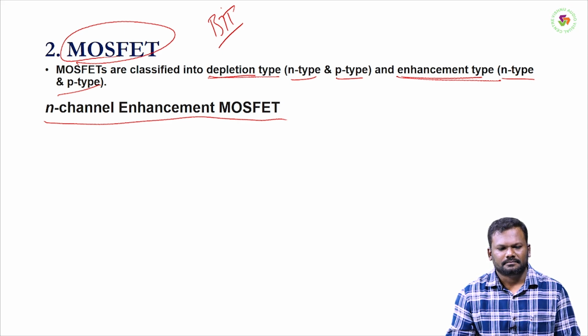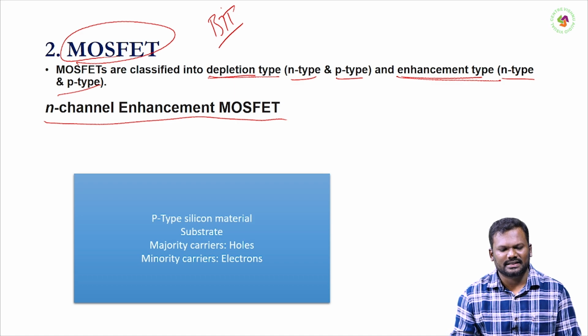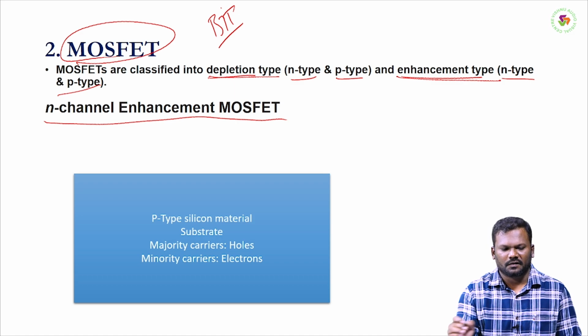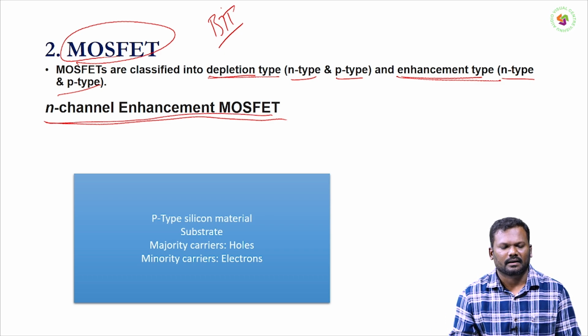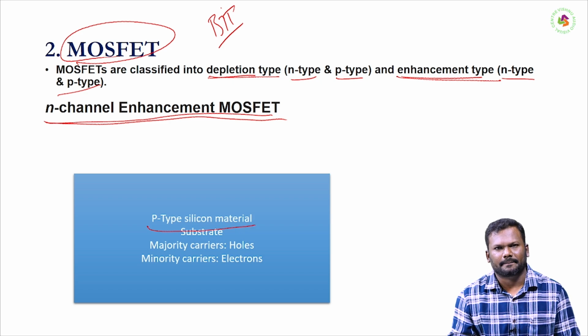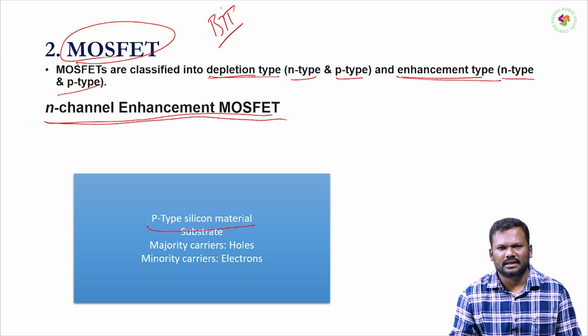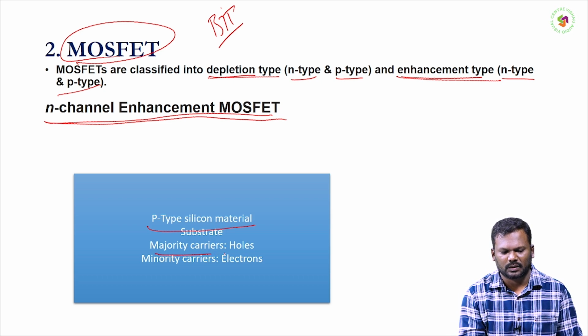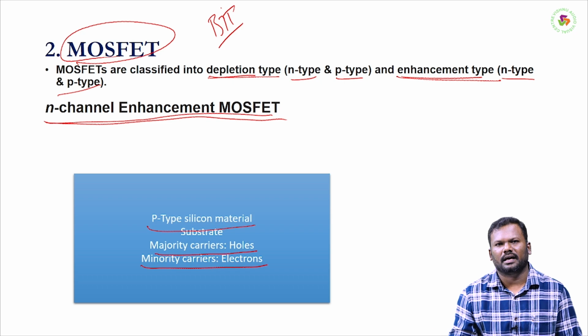To fabricate a transistor, particularly a MOS transistor, first you need to select the substrate. So this is the substrate. If you want to fabricate the N-channel enhancement MOSFET, then you need to choose a P-type silicon substrate. You already know the P-type silicon substrate has majority carriers as holes and minority carriers as electrons.